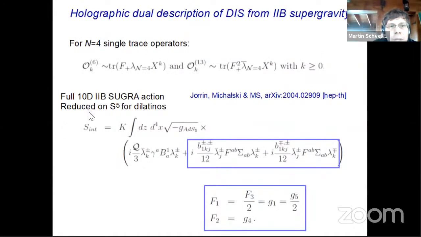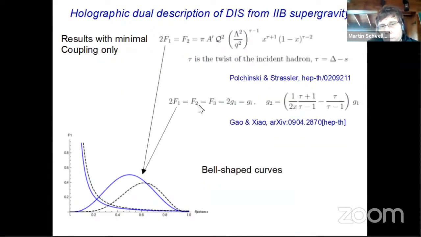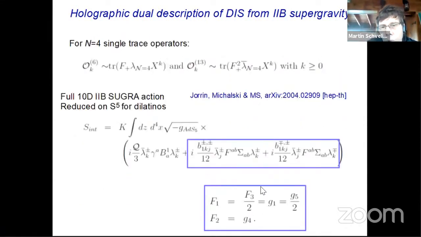So the second thing that we have done is the following. We have done a fully consistent reduction on the five-sphere of type IIB supergravity for the fermionic sector, including the interaction. This is the minimal interaction, and then there are two additional contributions which are of the form of the Pauli terms. And then the idea is that considering these interactions, the previous extensions of the Callan-Gross relations reduce to this number of relations. So this is something more precise that we obtain.